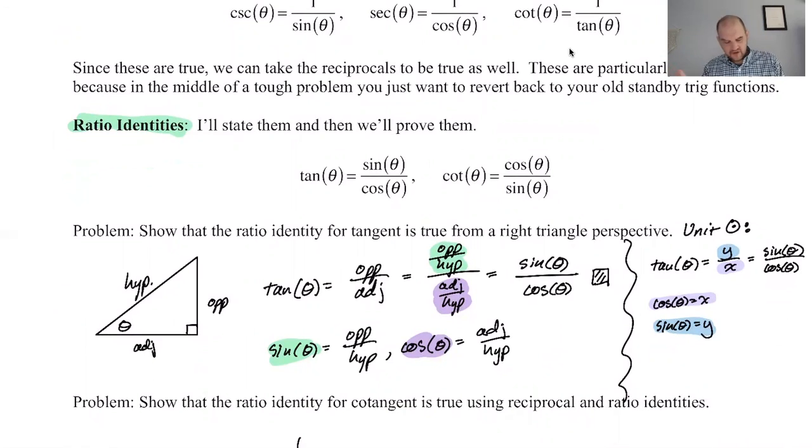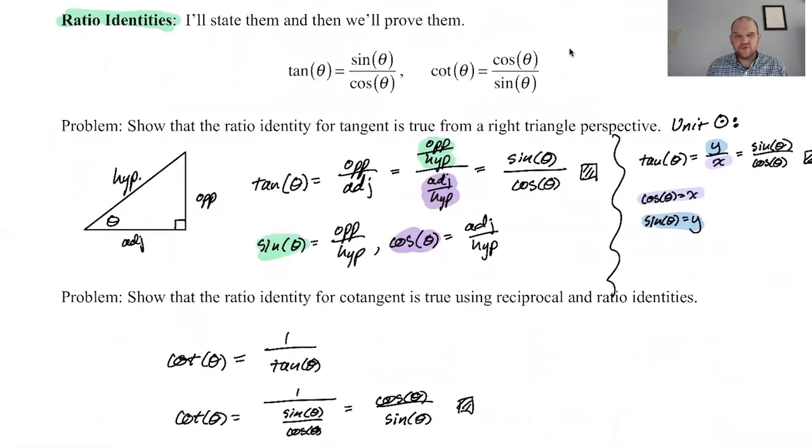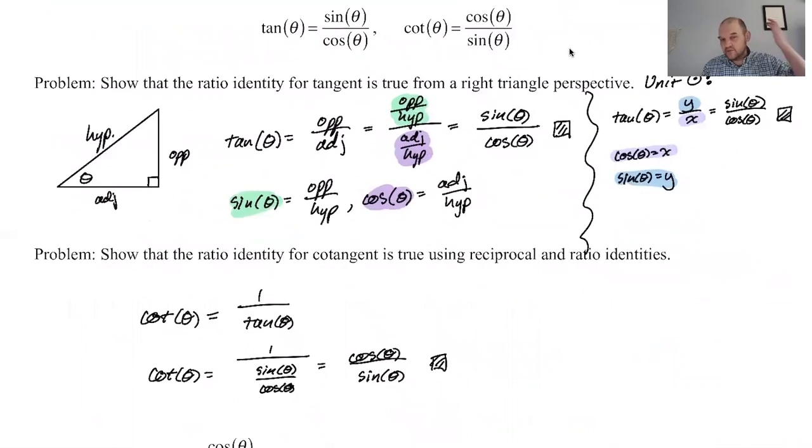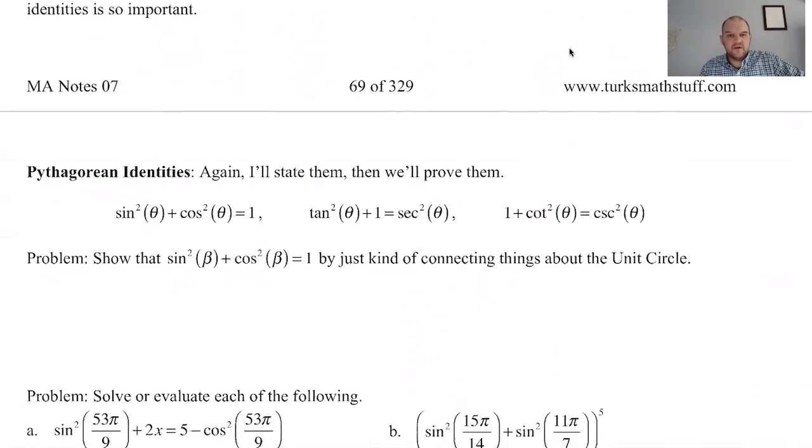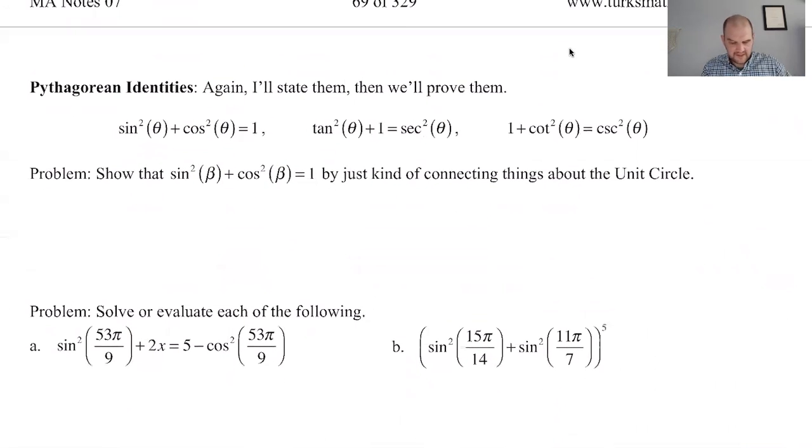Ratio identities are ratios of trig functions, basically. So tangent is sine over cosine, by far the most famous of them. And then cotangent is cosine over sine. We went through and we showed why those are true in a couple of different ways. And now what we're going to do is talk about the Pythagorean identities.